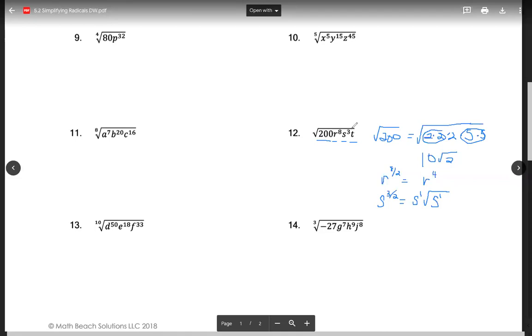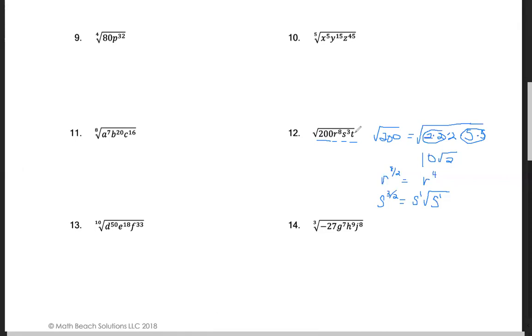Now, T you don't have to worry about since it's already 1. It's not going to divide, so it can go ahead and stay under. But I'll go ahead and show it. If you ever get a variable that has a 1, it will never come out. Okay, or one that you get that's smaller than the number on the outside, you would just rewrite that T1 or T back inside.